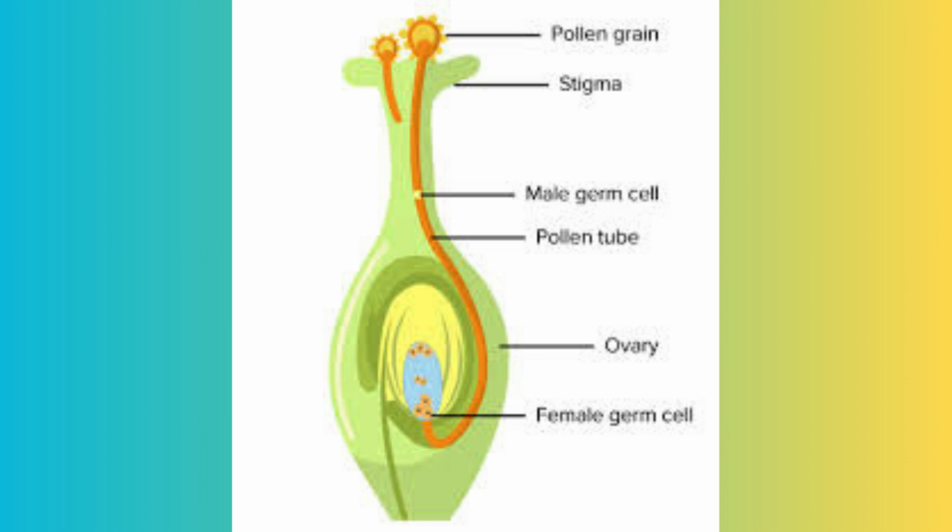Growth to the ovule. The pollen tube grows down through the style, guided by chemical signals, until it reaches the ovary. It then penetrates the ovule, often through a small opening called the micropyle. Delivery of sperm cells. The tip of the pollen tube ruptures to release the two sperm cells into the embryo sac within the ovule. Double fertilization.